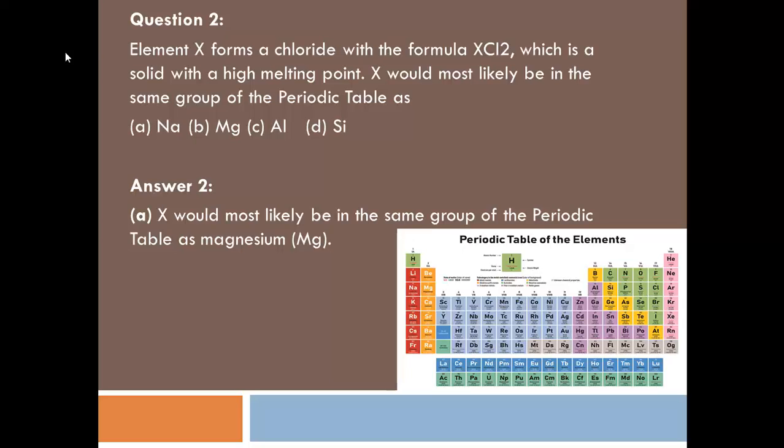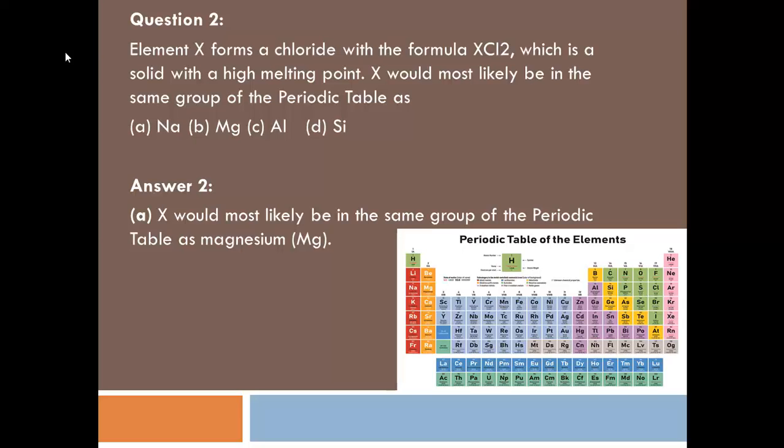Question number 2. Element X forms a chloride with the formula XCl2, which is a solid with a high melting point. So from that statement itself, high melting point means it is an ionic compound, right? So ionic compound means X would be a metal. Okay, now the question is, X would most likely be in the same group of the periodic table as: here sodium is there, magnesium is there, aluminum is there, silicon is there. So, 3 of them are metals and silicon is a metalloid.